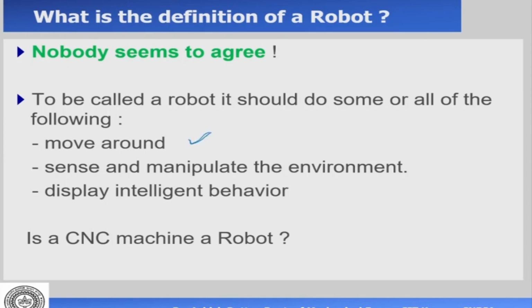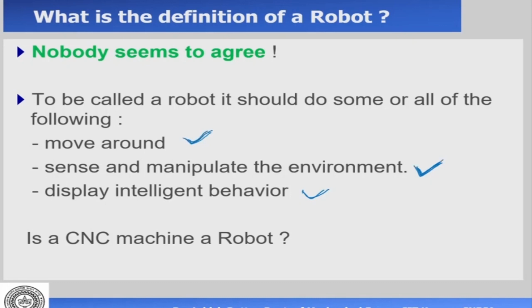The first is moving around. We saw that the Amazon warehouse robot is moving around. A serial arm also moves around, so we understand what it means. The second is to sense and manipulate the environment. A mobile robot can check if there is an obstacle in front and change its direction. And the third is to display intelligent behavior. This is easy to understand.